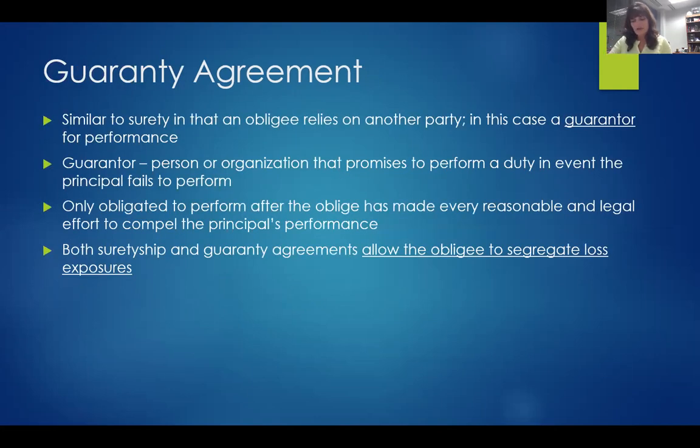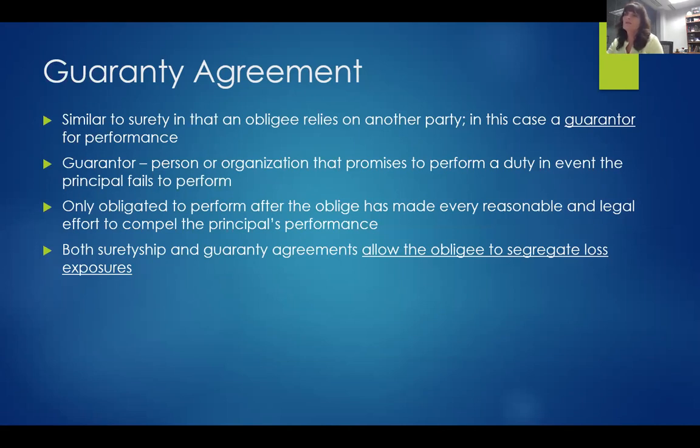Something slightly different, but similar in tone to the surety, is that the obligee relies on another party. In this case, it's a guarantor for performance. A guarantee agreement is a little bit different because the guarantor is the person or organization that promises to perform the duty. They're not going to necessarily hire someone to do it. They're going to perform it themselves. So a guarantor might be another contractor, someone who has that skill set that is needed to perform the work.